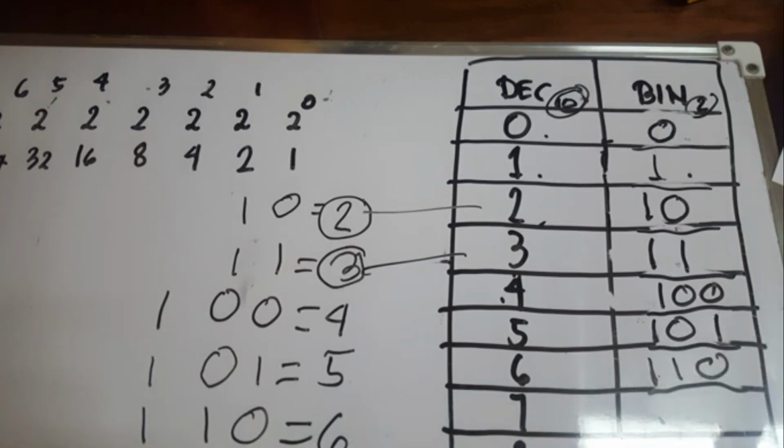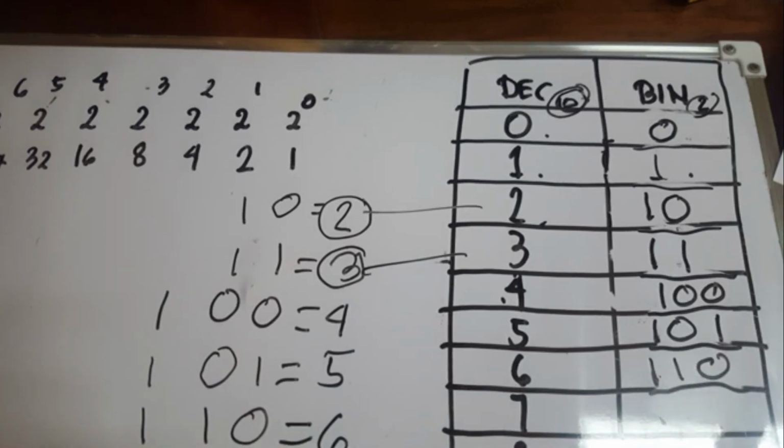When the decimal value is 7, it's easy because we just need 4 plus 2 plus 1. This has a total of 7. So 1, 1, 1.